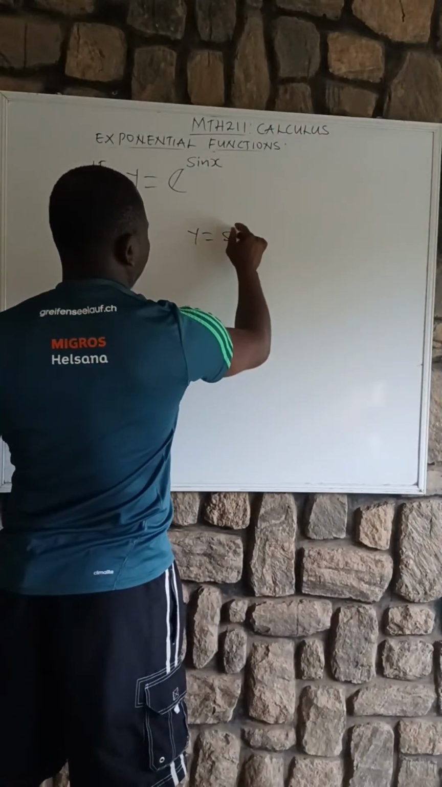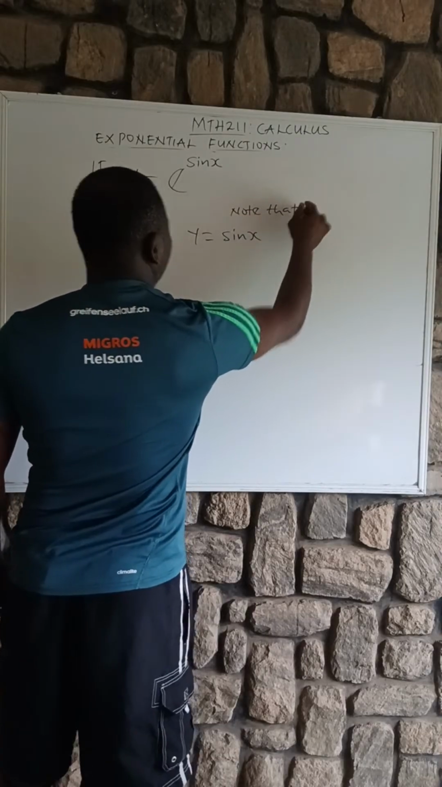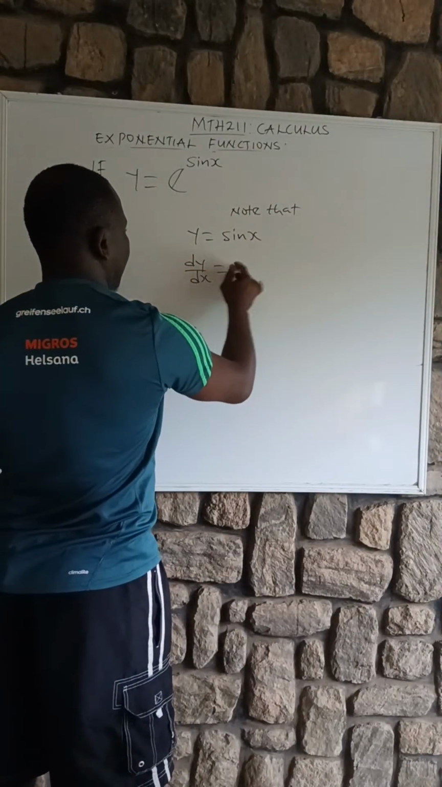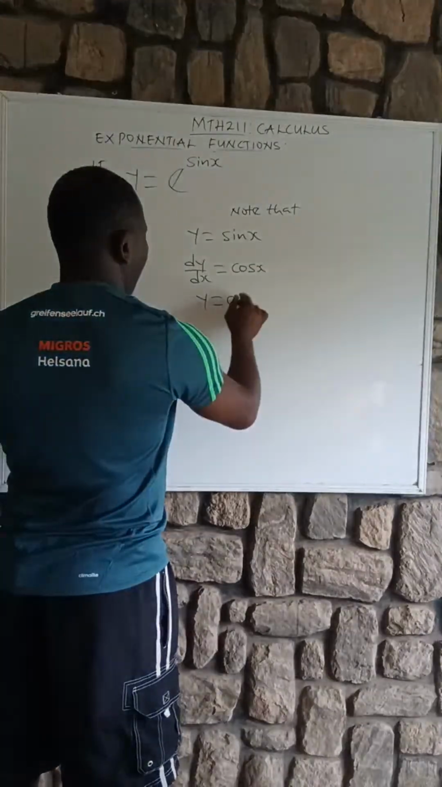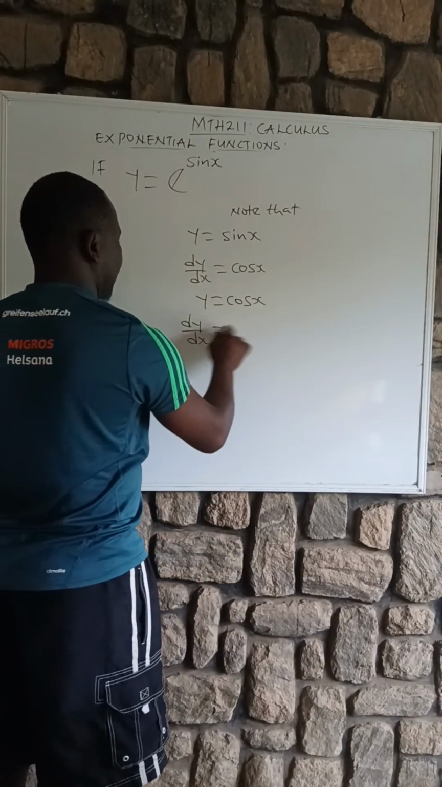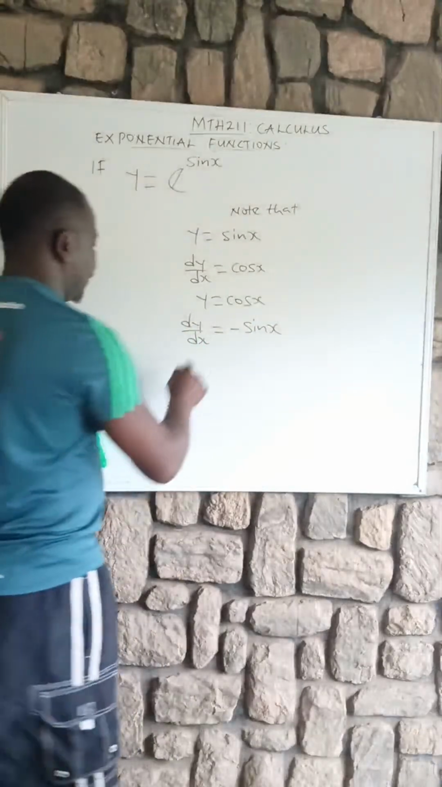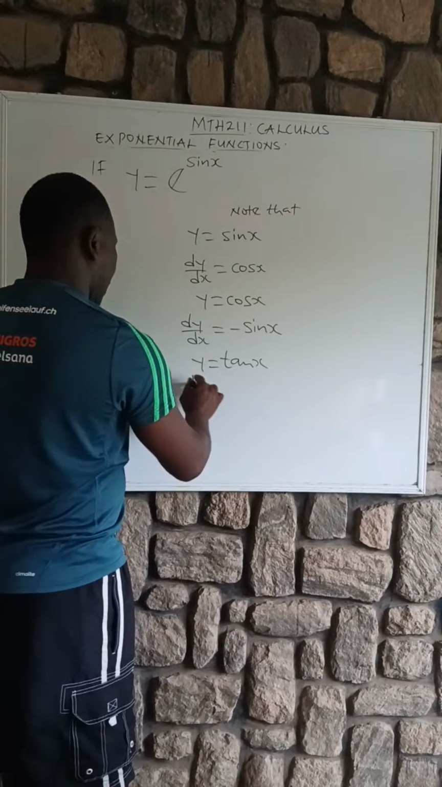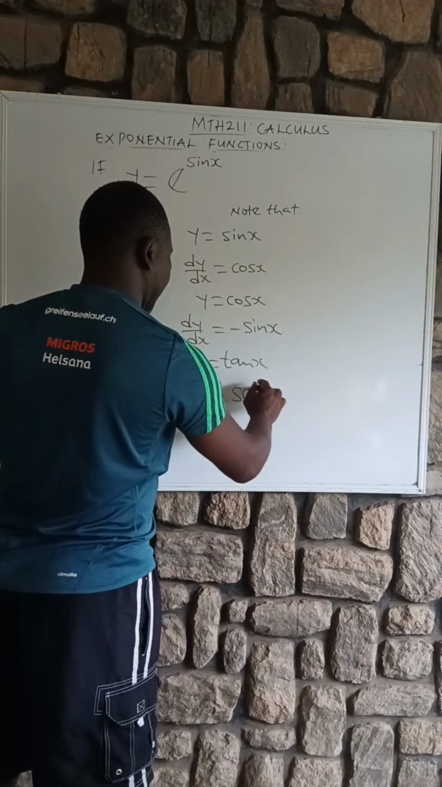If y equals sine x, take note that dy/dx equals cos x. Take note. Then if y equals cos x, dy/dx equals minus sine x. Take note, it's very important. If y equals tan x, dy/dx equals sec squared x.